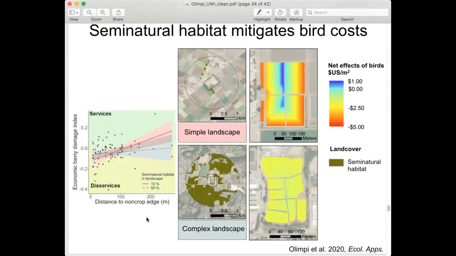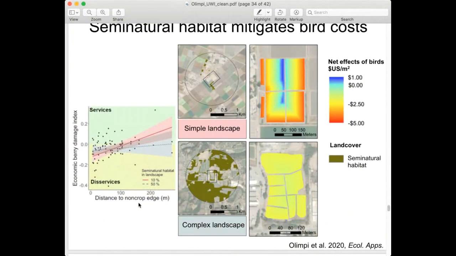In this graph on the left, we're looking at bird services and disservices, so the net effects on strawberries. And what we see is that it changes with the distance from the farm edge for farms in simple landscapes, which are shown in red, and in complex landscapes shown in blue. In simple landscapes with little surrounding natural habitat, birds are pests at farm edges, but they're beneficial in field centers.